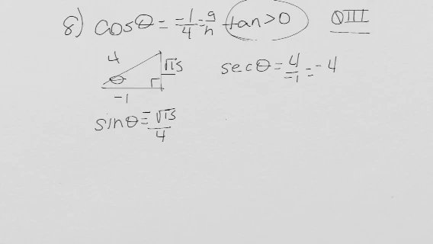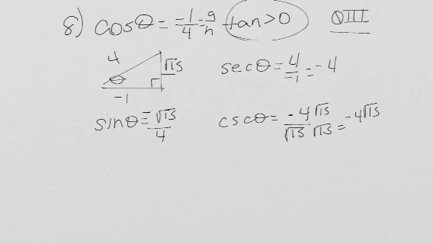Using our sine, we can find our cosecant theta, which is the reciprocal, -4 over root 15. With root 15 in our denominator, we need to rationalize, and we get -4 root 15 over 15. Next we can find our tangent, which we know is positive from the information given in the prompt. We're going to do opposite, root 15, over adjacent, which is 1, and that simplifies to root 15.